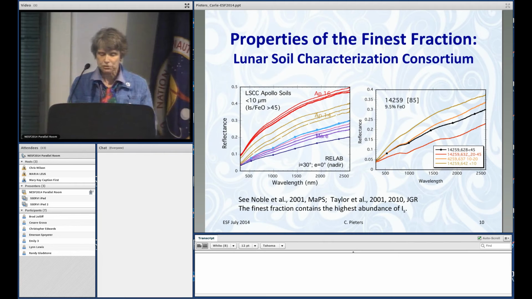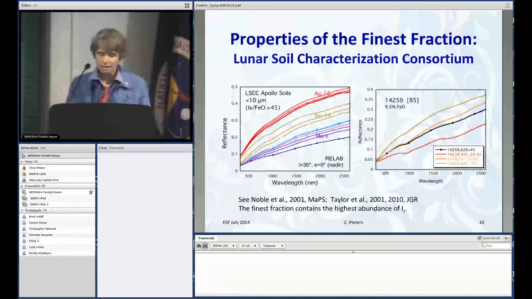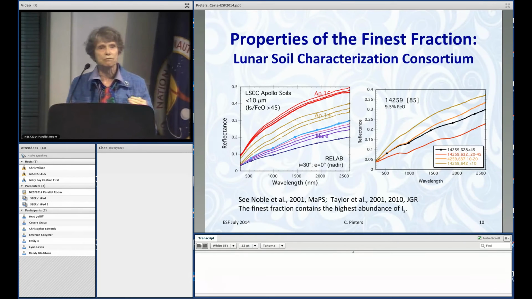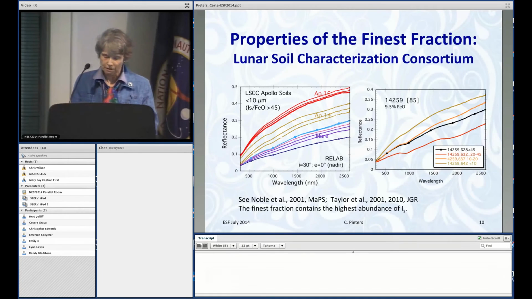There's a series of papers that have been published on these by both Noble et al. and Taylor et al. You're welcome to review these at your leisure. Point is that they're very systematic, and the finest fraction have characteristics that are distinctive from the more coarse-grained fraction, which contains more of the stronger mineral features.